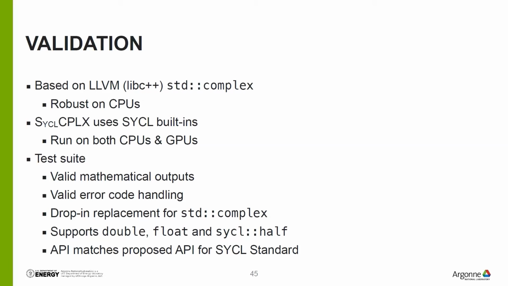And we have a test suite for valid mathematical outputs and error handling. We want this to be a drop-in replacement for standard complex, with the caveats I gave before. And we want this API to match the one that we're proposing. Part of the vision is we don't want to burden implementers with having to implement this. They can just use the reference implementation if they so desire.